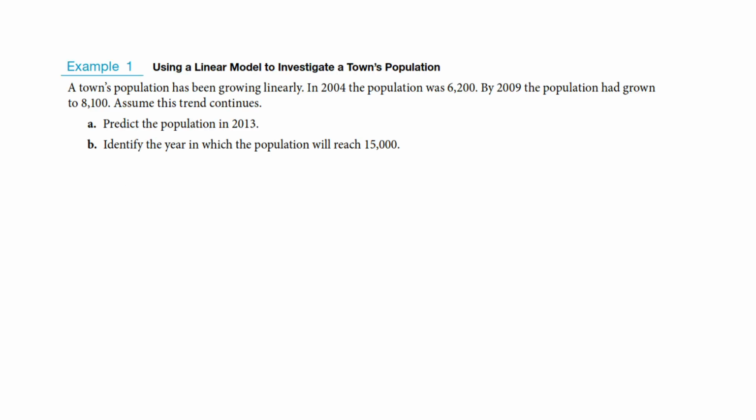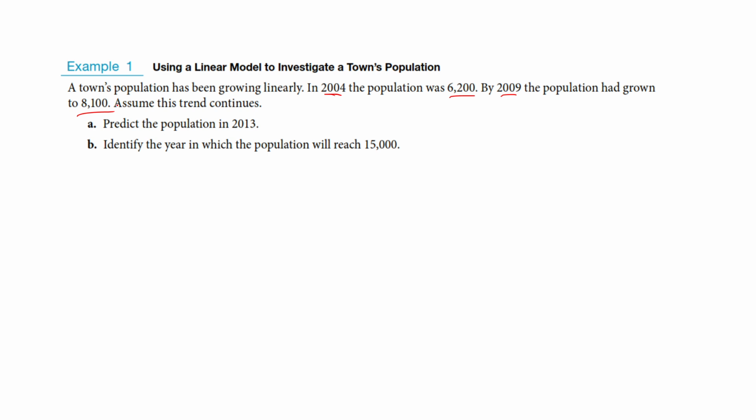Section 4.2 here is going to look at some applications with linear functions, and some of it's easy and some of it at the end is pretty hard. So let's take a look. So we need a line here. What they've told us is that we've got an initial population. In 2009 we've got it to be 8,100.